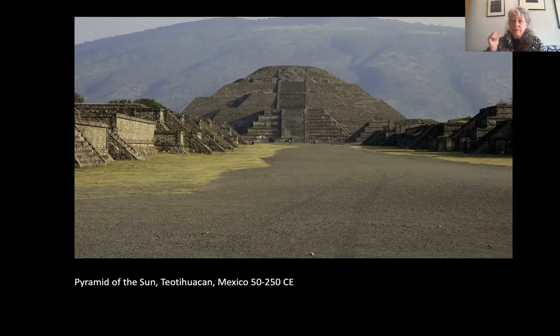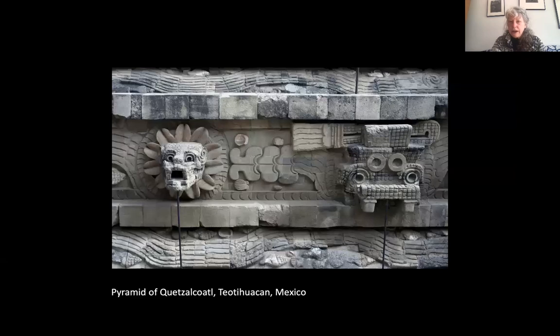And the other end of the Avenue of the Dead has the Pyramid of the Moon. So those are huge pyramids in this ancient city of Teotihuacan. And there's also another smaller pyramid called the Pyramid of Quetzalcoatl. And the reason I put this slide in here is it contains another image of a serpent.